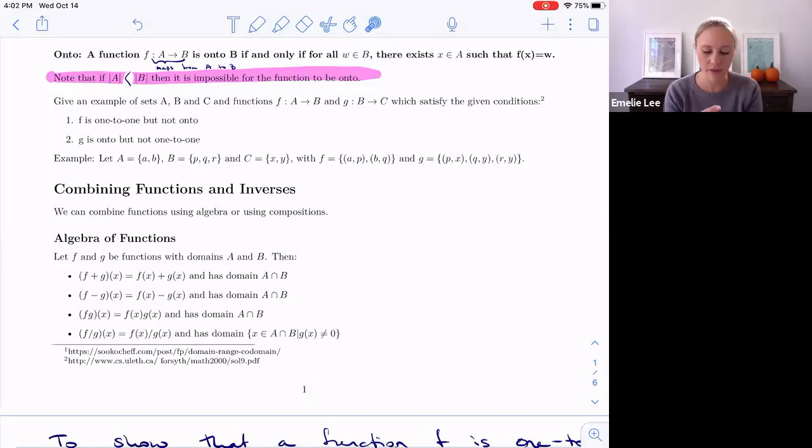Algebra of functions is pretty straightforward, I would say. So I want to get into function composition instead of doing that other example. But like I said, when I post the notes, I'll have the example baked in.